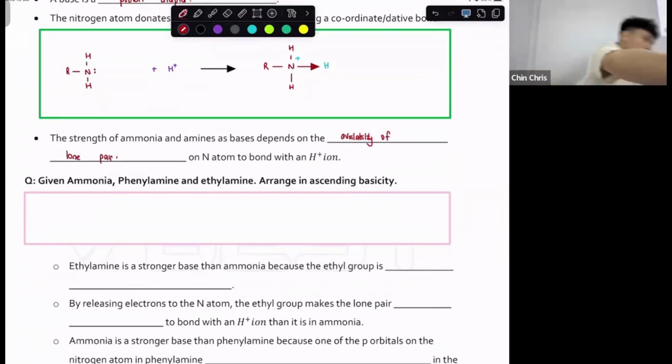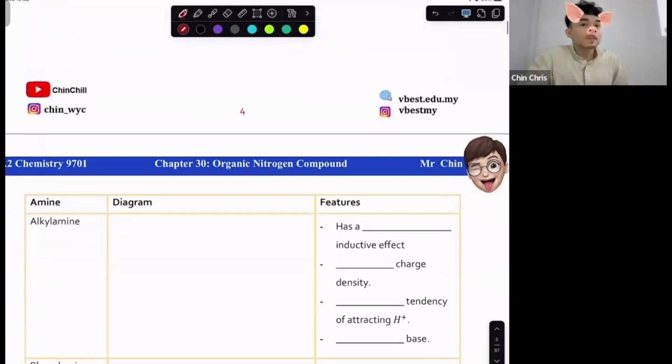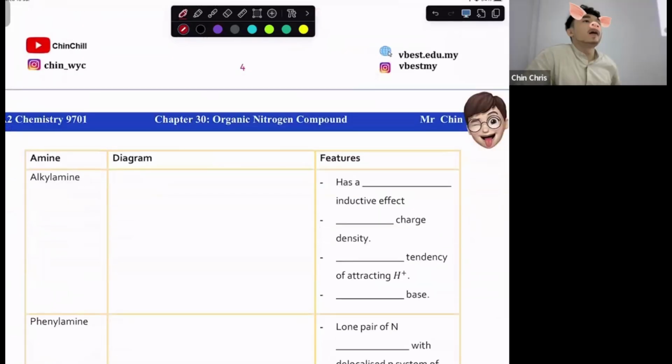Alright guys, skip page 4, look at page 5. I have a big table. Alright guys, page 5. Let's look at the alkyl amine.